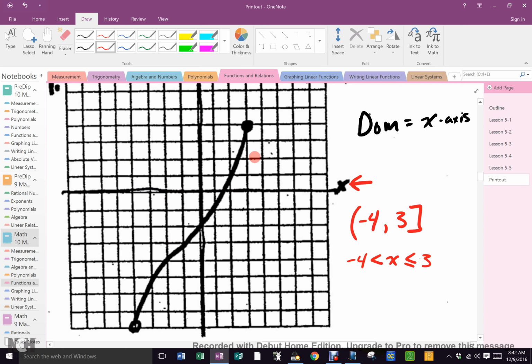Range is the exact same thing, but range is the y-axis. So where do I go? The bottom point. Is that an open dot? Yes. Big circle. Do I have graph all the way up? Yes. So what I do is I shade in my y-axis until I run out of graph.